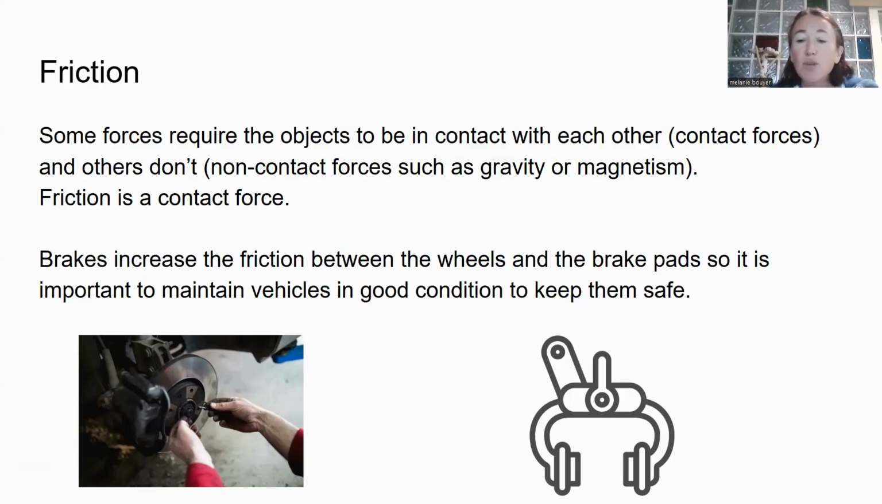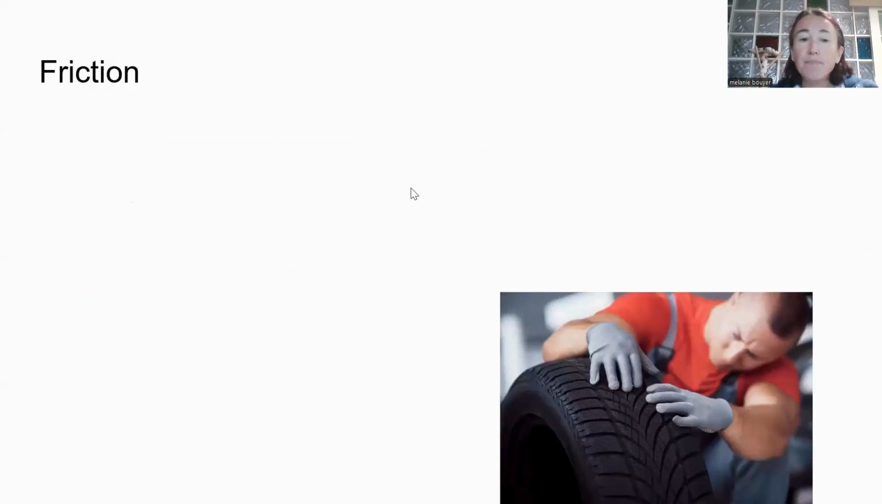So the bit at the bottom is where the little pads are, and that's what will be applying pressure on the wheels of your bike and allowing the friction to slow down your bike.